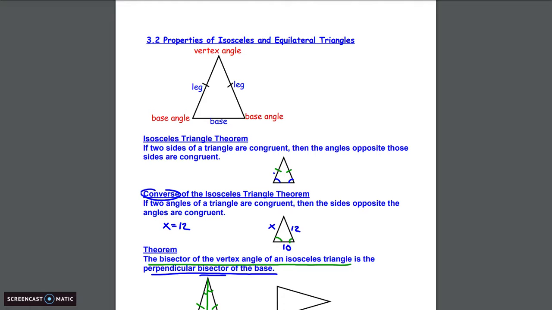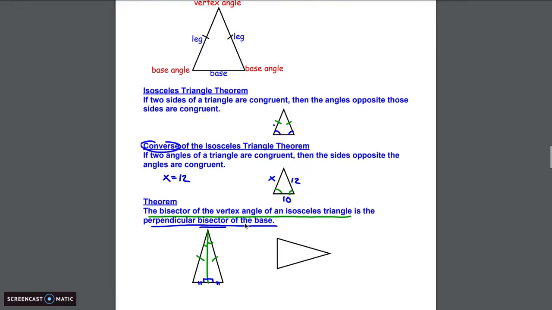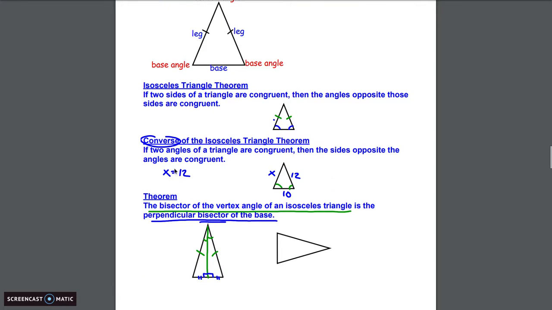Alright, now properties of isosceles and equilateral triangles. Here's the isosceles triangle theorem: if two sides of a triangle are congruent, then the opposite angles are also. So these are what the opposite angles would be, these two blue marks, and then these are the equal sides. And then the converse, remember that's just the opposite thing, so you switch that up. So knowing both of these, it goes both ways.